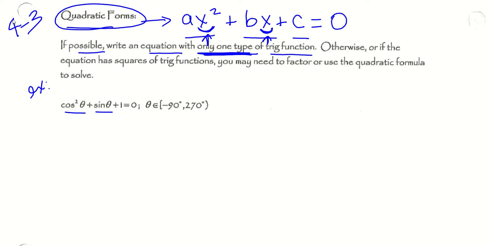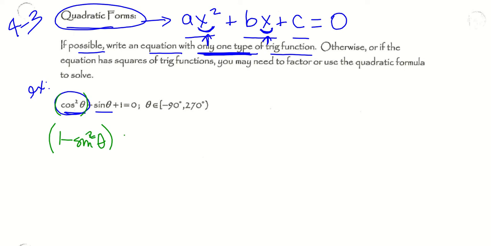So let's think about that. Don't we know a Pythagorean identity for the cosine squared, which would allow us to rewrite that using sine? I know, I can hear you. You're saying, yes, Mrs. Key, we do. We know that the cosine squared of theta is the same thing as 1 minus the sine squared of theta. So we're going to replace cosine squared with 1 minus sine squared, and then we're going to finish this equation.